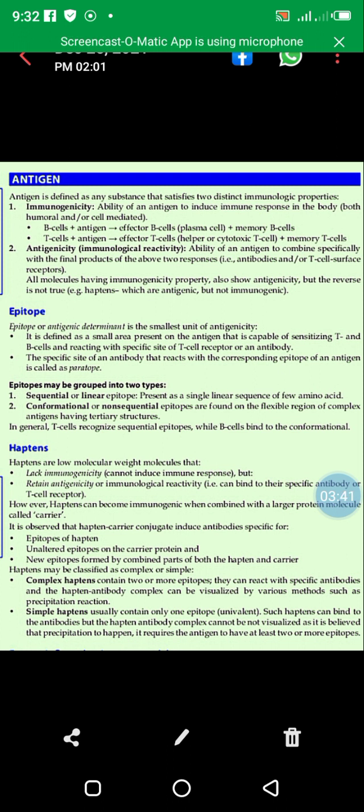Such haptens can combine to the antibody, but the hapten-antibody complex cannot be visualized, as it is believed that for precipitation to happen, it requires the antigen to have at least two or more epitopes.